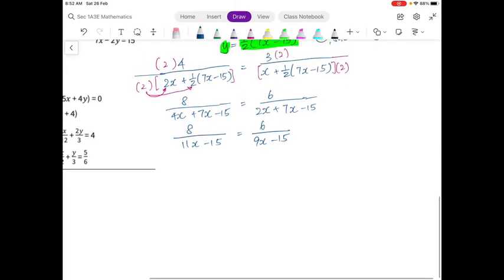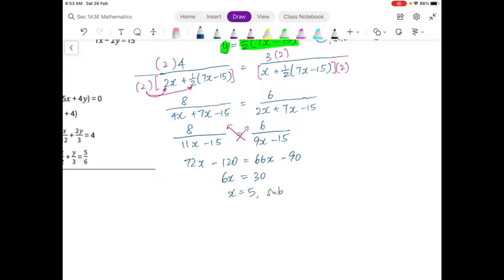Now you can multiply across. So 9 times 8, 72x, minus 15 times 8 gives us 120. And we get 66x minus 90. Okay, group all the like terms together. So 72 minus 66, we get 6x. 120 minus 90, we get 30. X must be equal to 5.